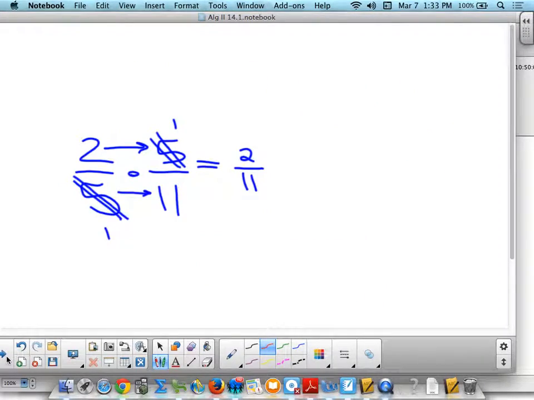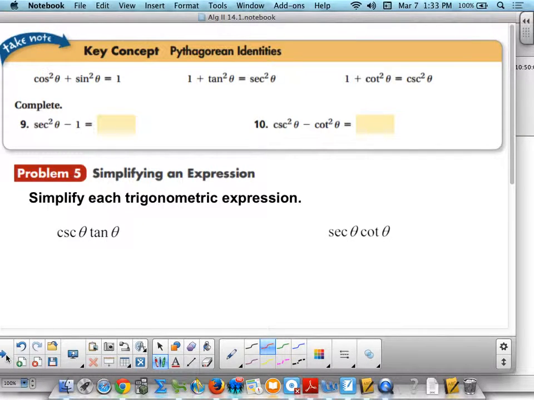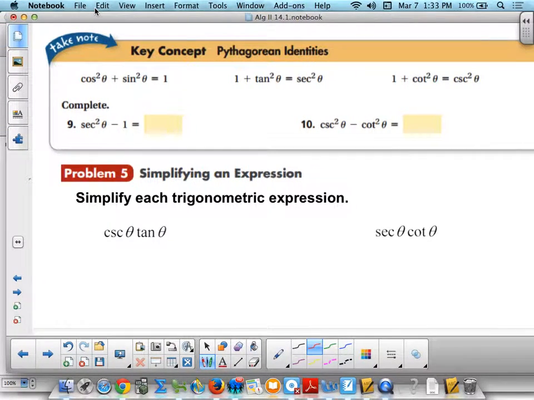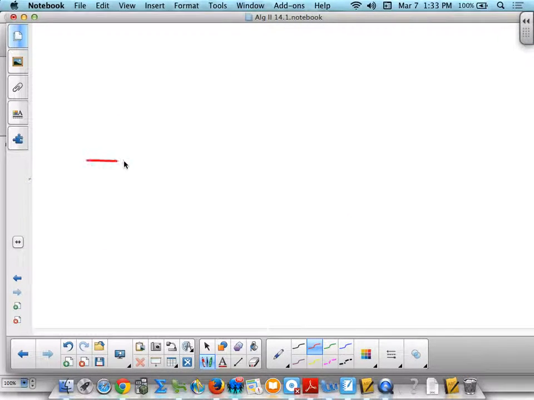Okay, let's go to the second page. Now they throw more identities at you, and here they are. These are called the what identities? Pythagorean identities. Doesn't that sound like the Pythagorean theorem? Yeah, it is. Now watch this, let me prove it to you.